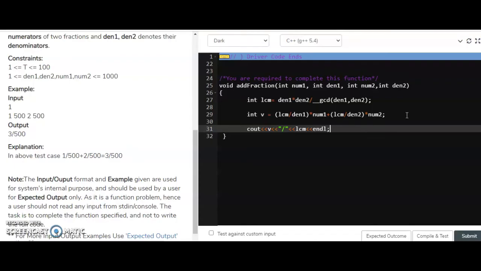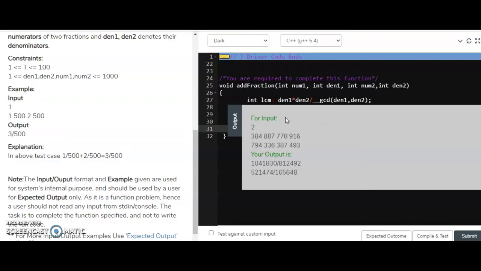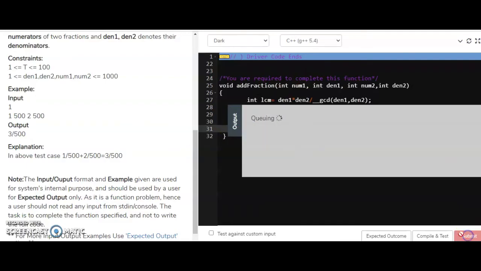I think we have completed. So let's compile it first. So I'm compiling. So this is how you can solve the maths problem also. So your output is this for these inputs. I'm not sure if we are wrong or right, so let's submit it to check for errors, or there may be no errors, right?